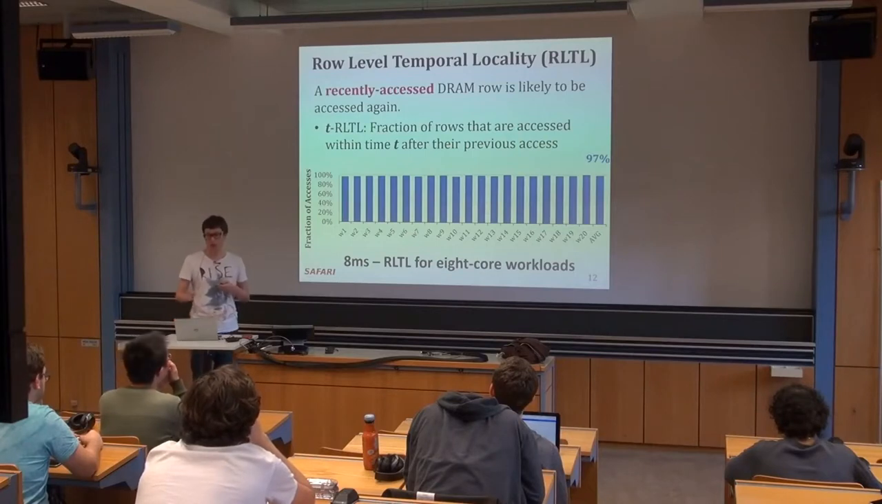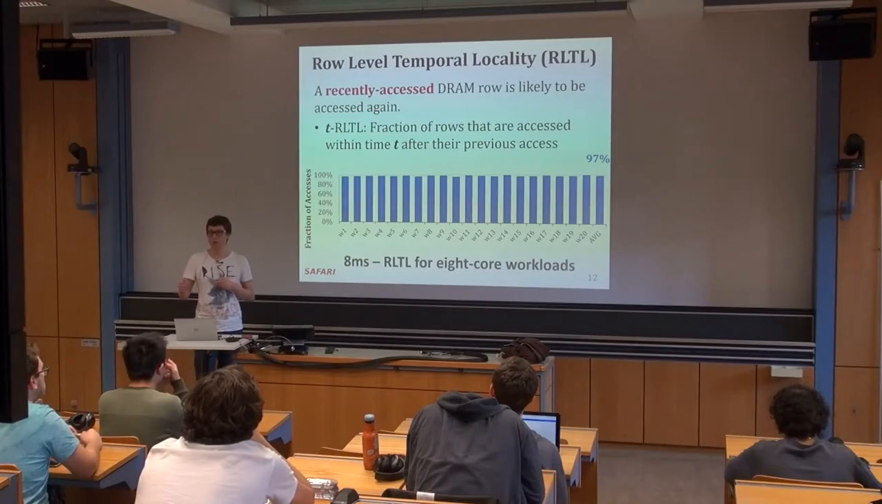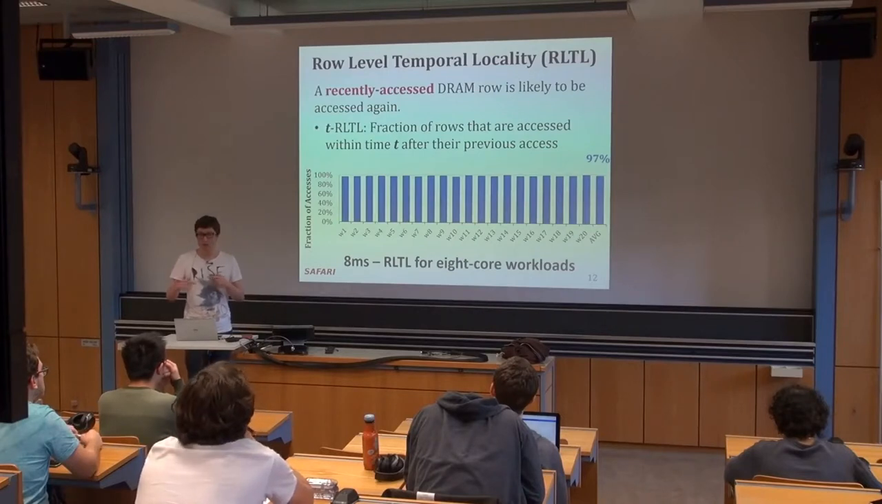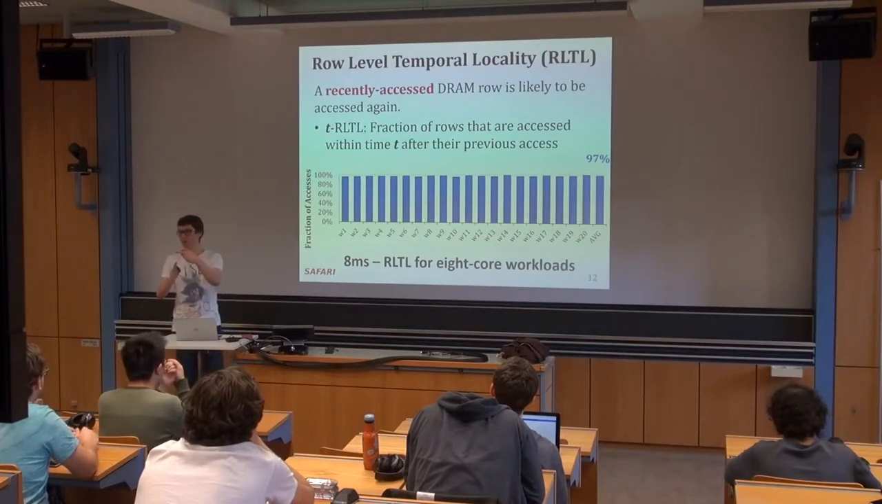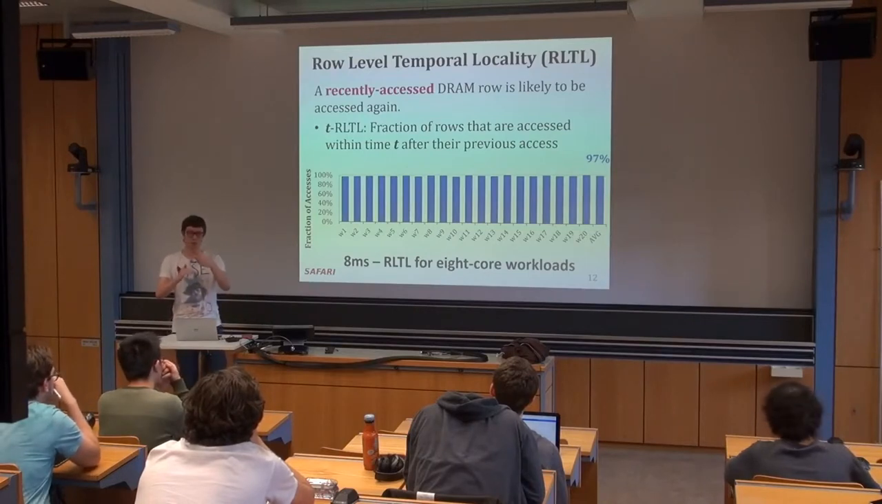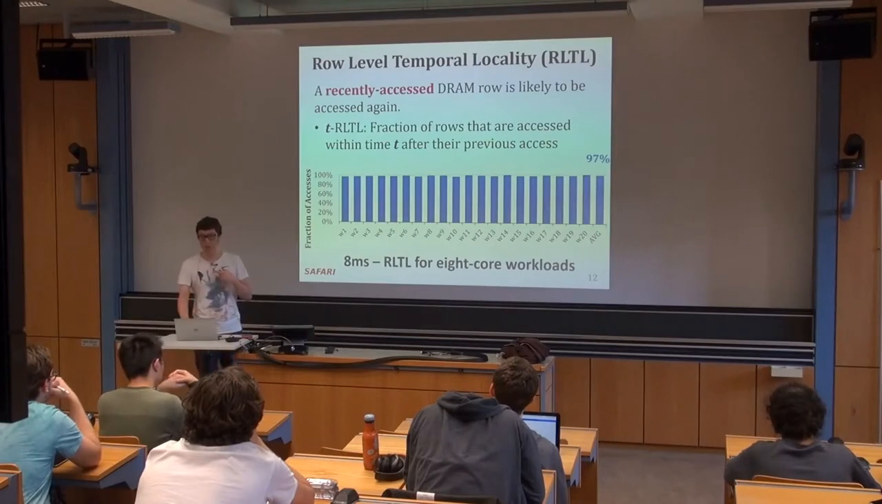This is because when you have more applications demanding different rows, it's more likely that you have contention, this thrashing effect, where an application wants to stream to a row, but because of servicing an access from another application, you activate another row in the same bank, and then go back to this row. Switching between two or multiple rows is more likely to happen when you have more applications running on your system.